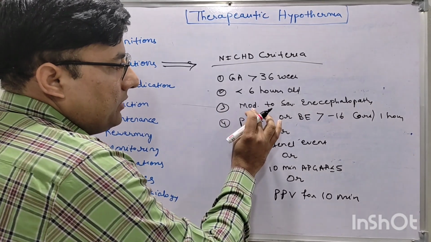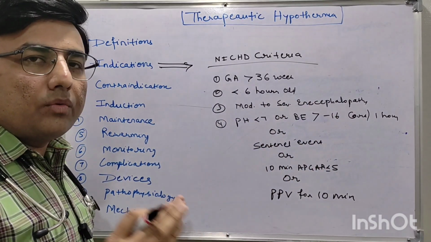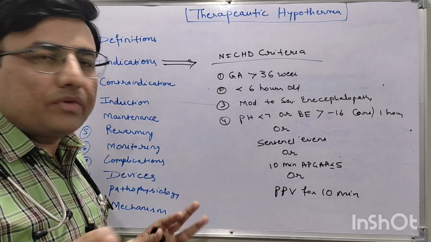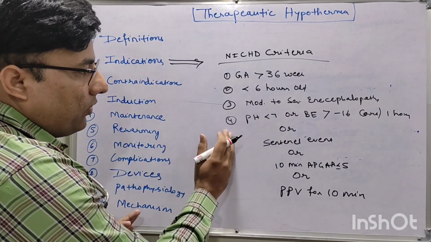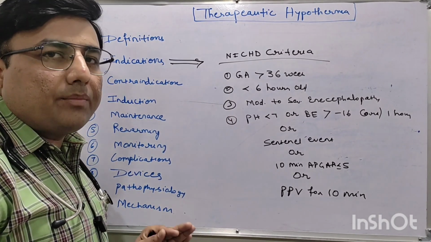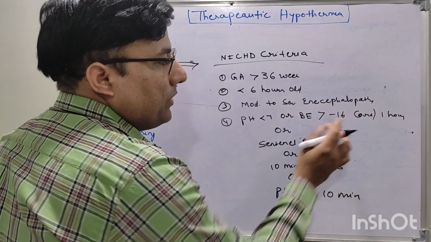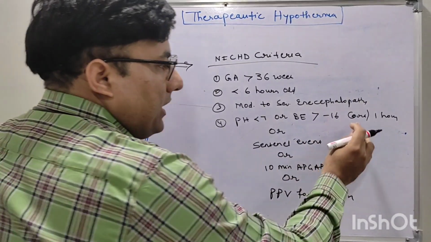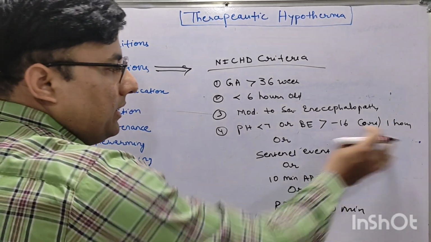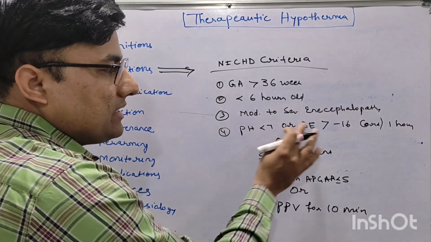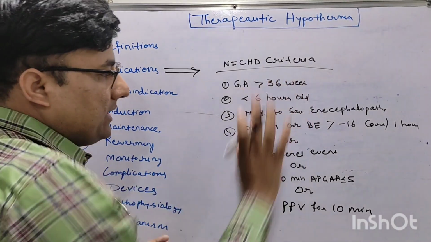Third criterion is the baby should have moderate to severe encephalopathy. This is not indicated for mild encephalopathy, HIE stage 1, only for moderate to severe encephalopathy babies. Fourth, the baby should have severe metabolic acidosis, meaning pH should be less than 7 or base excess should be more than -16 in cord blood or within 1 hour of birth. In that ABG, pH should be less than 7 or base excess more than -16. These four criteria are there.